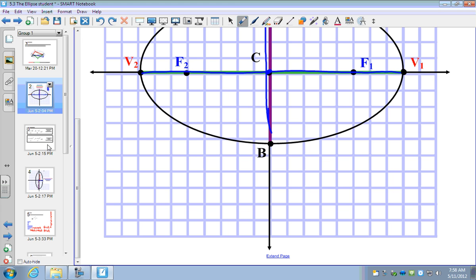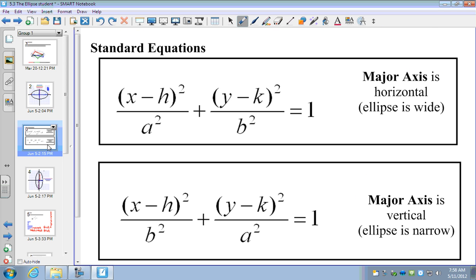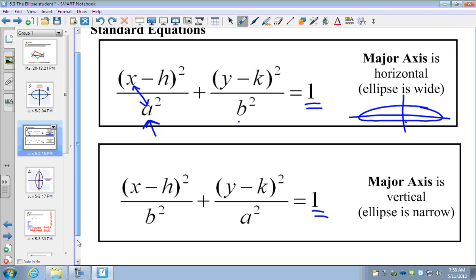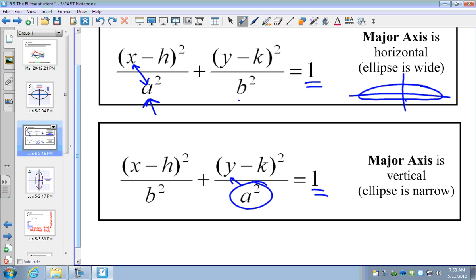Okay. Your general equations look something like this. We have an h and a k, that's going to be our center. And then we have a squared and b squared, and we always have it equal 1. The thing that tells us whether it's a wide ellipse is a, and a is going to be the bigger number between a and b. If a is under the x, then it looks like this. If the bigger number is under the y, then we have a narrow ellipse that looks like that, on the xy plane.